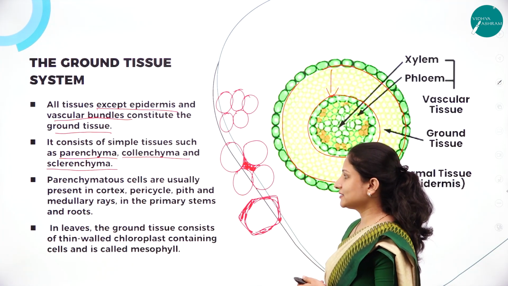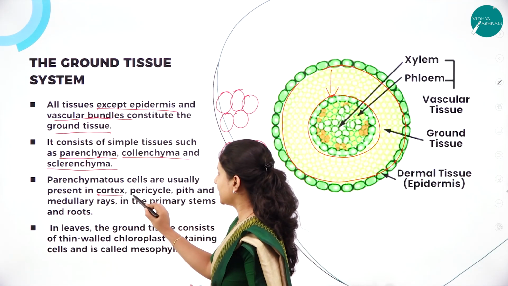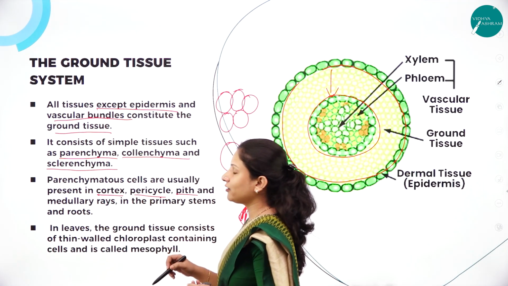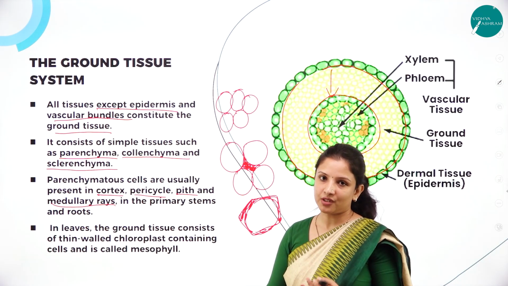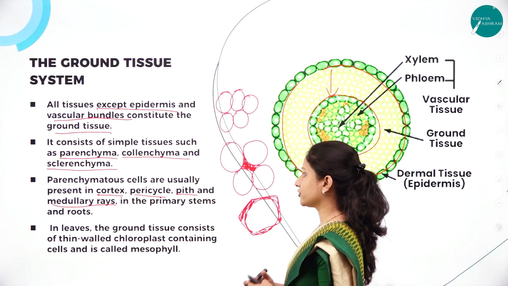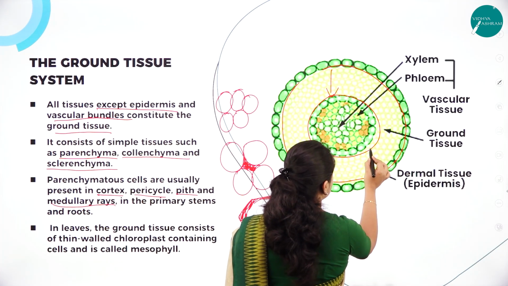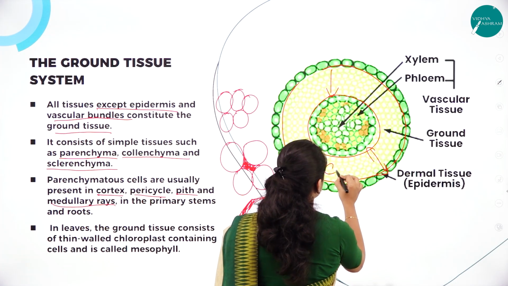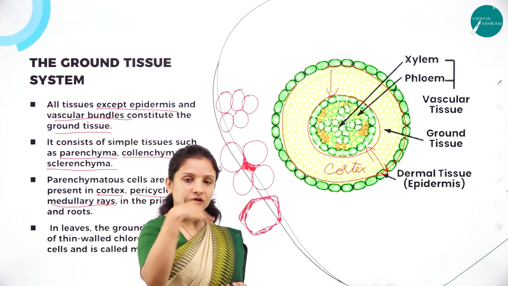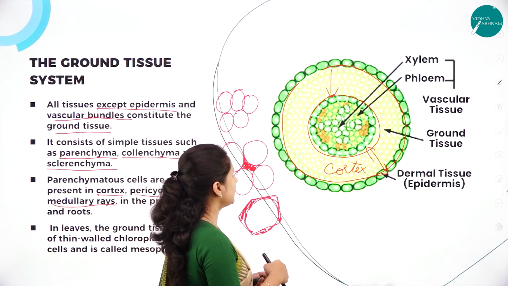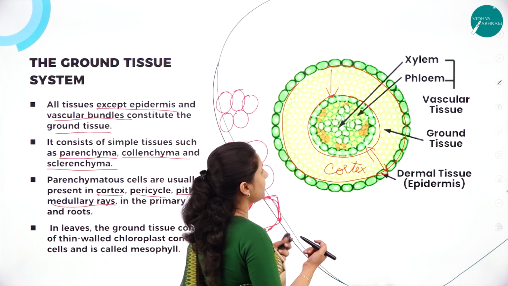Next, parenchymatous cells are usually present in the cortex. You can find them in the pericycle, you can find them in the pith, and also sometimes in the medullary rays in the primary stems and roots. So what are these? We will look into them. Parenchyma cells are usually found in the cortex. So this entire region is called the cortex. In some plants you can find their entire cortex is made up of parenchyma cells. Either it can be collenchyma, sclerenchyma and so on, and usually the pericycle.